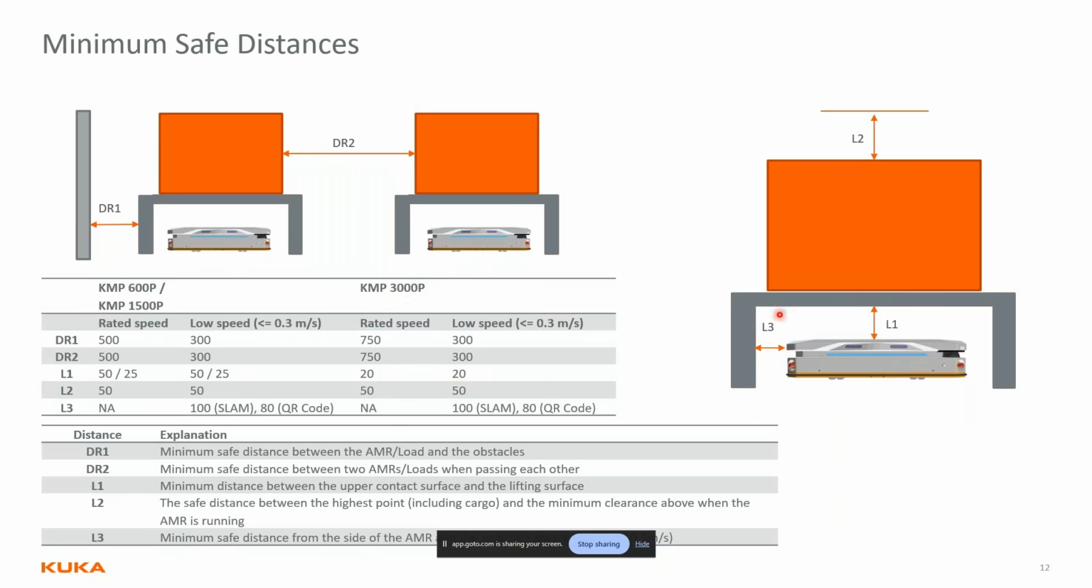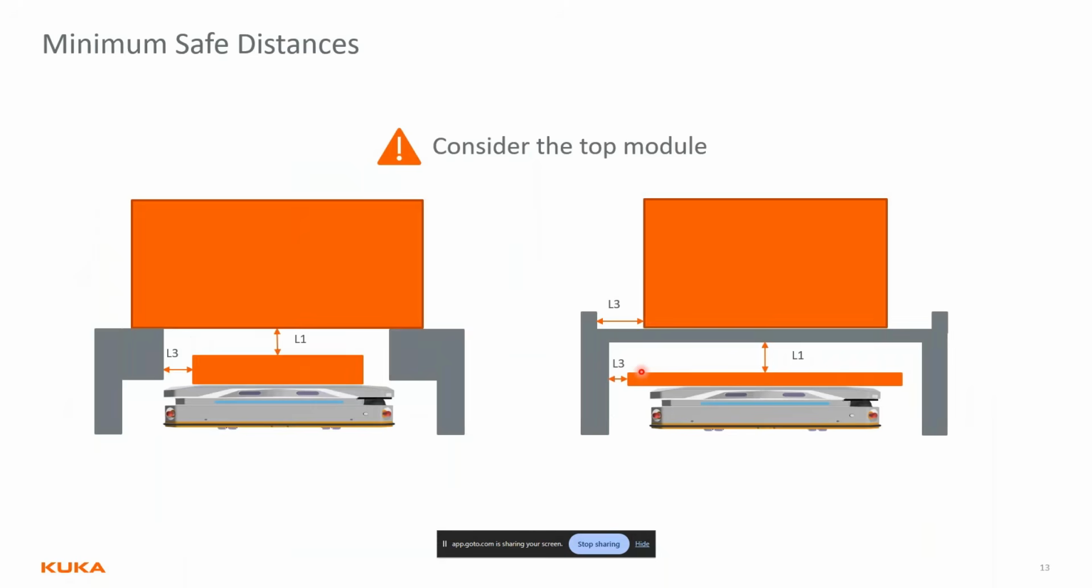And another interesting one is L3. This is the space that you want to maintain between the AMR and the bracket you're going into or the rack, for safety and also accuracy.